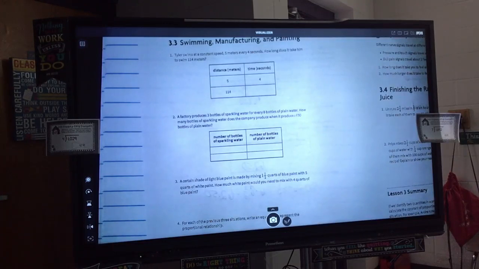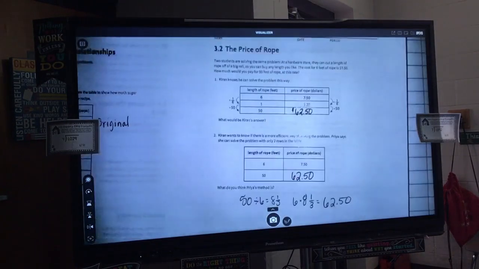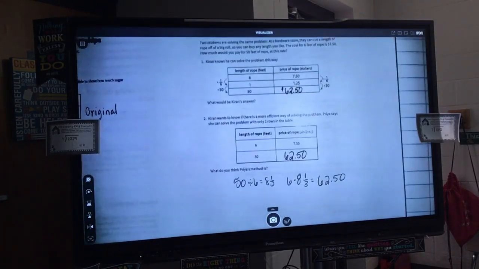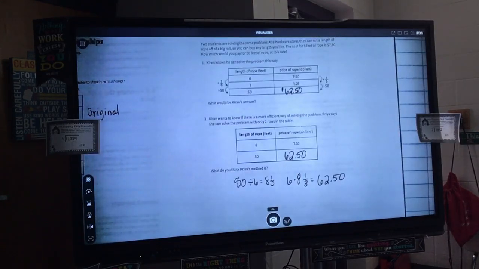We just have the unit rate. There's one and one quarter, right? That means it's 125. She did 50 divided by 60, and then that divided by 6. Or you can just change it to 50. And it got the right answer.